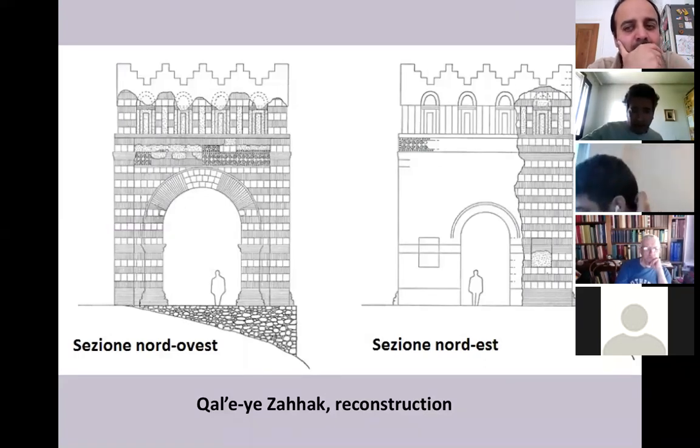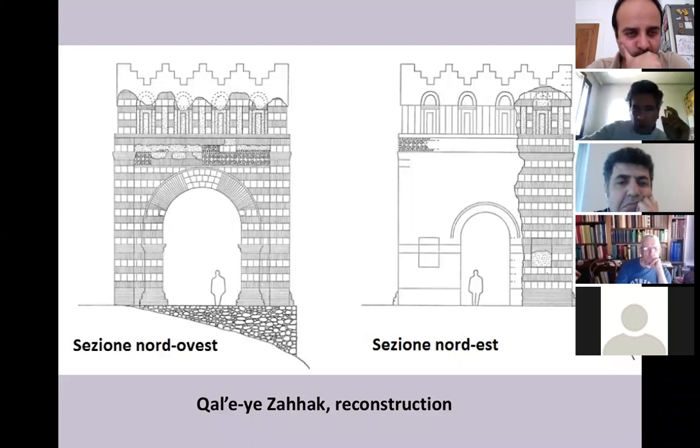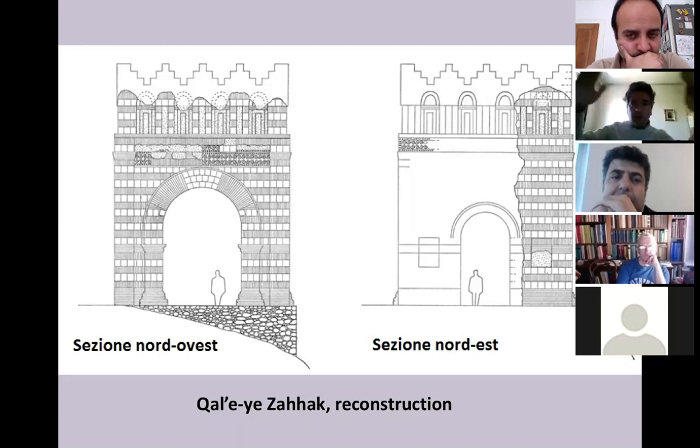Again, we don't have much decoration inside this monument. Actually, we have some traces of paintings. We have some carvings, some geometric decoration. So we don't know exactly the function of this monument, but it was something probably connected from an architectonic point of view, at least with Taq-i Bustan.